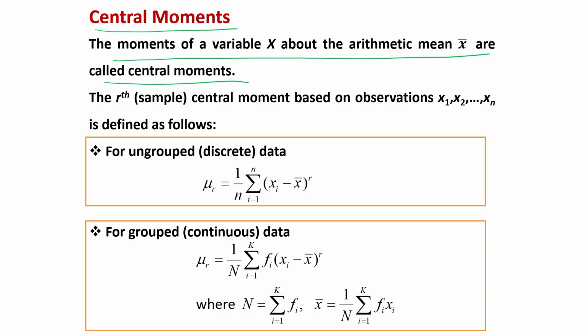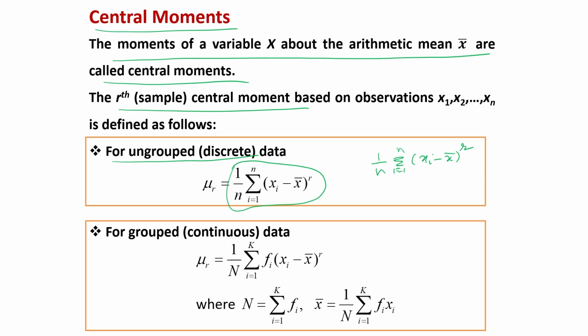So, if I have the sample of data x1, x2, xn, then the rth sample central moment for ungrouped data will be defined here as 1 upon n summation i goes from 1 to n xi minus x bar raised to the power of r. So, this is the same thing, that I try to consider the deviation around the arithmetic mean, I take their rth power and then I try to find out their arithmetic mean like this. So, this is how you can remember this definition without any problem.